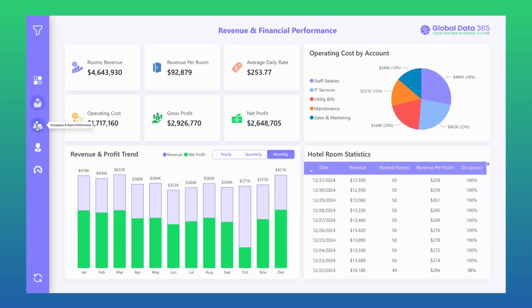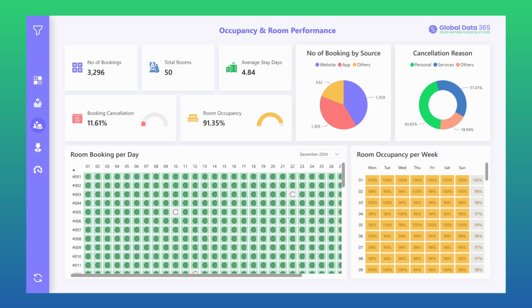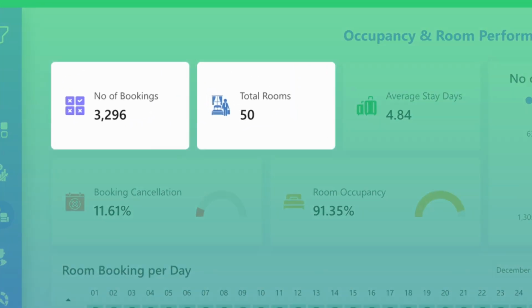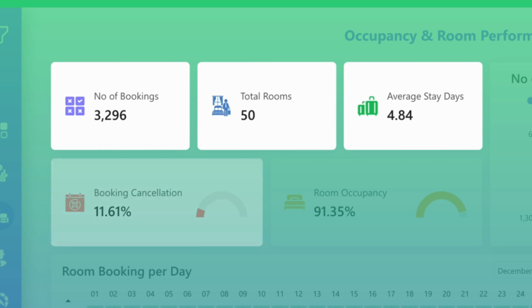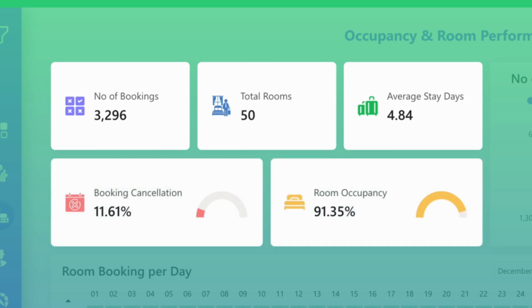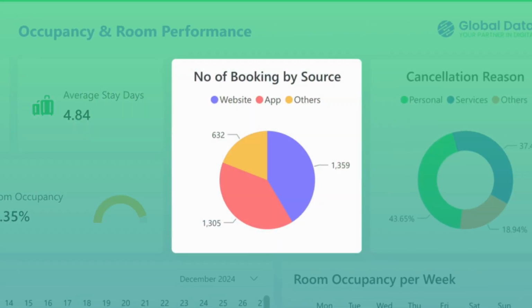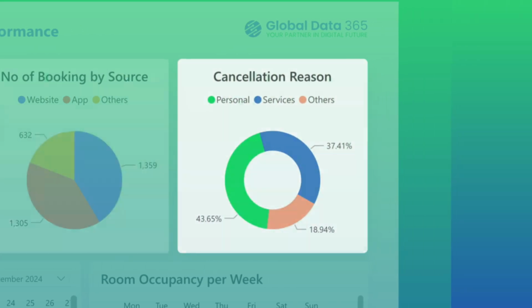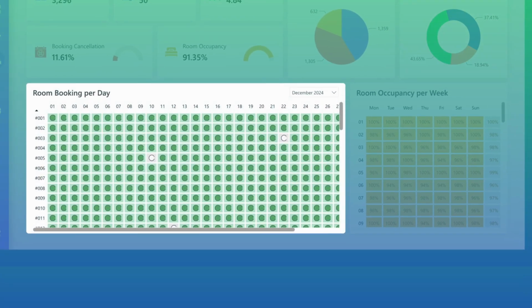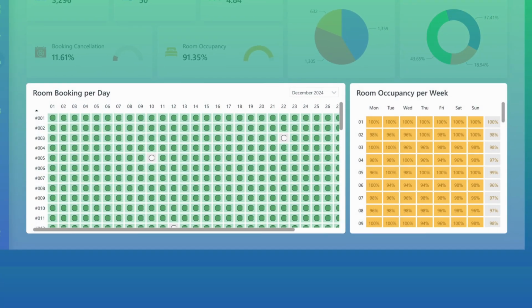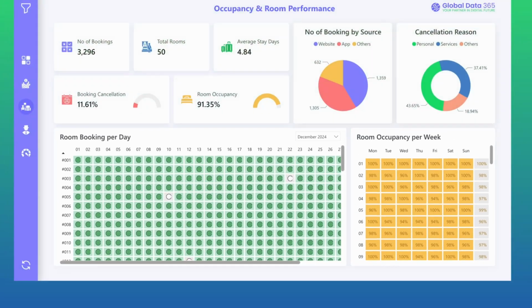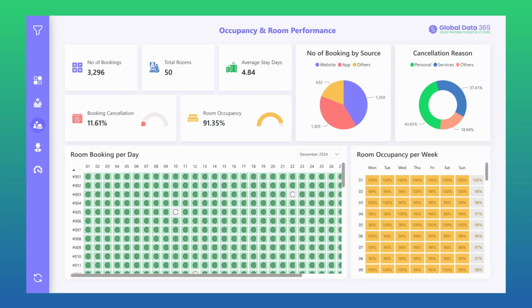Next, we enter the Occupancy and Room Performance Dashboard, a window into your room's performance and booking dynamics. Track total bookings, average stay length, cancellations, and occupancy rates in one view. Understand which platforms drive bookings, why cancellations happen, and how your room booking and occupancy trends evolve across days and weeks. Use these insights to optimize availability and reduce wasted capacity.